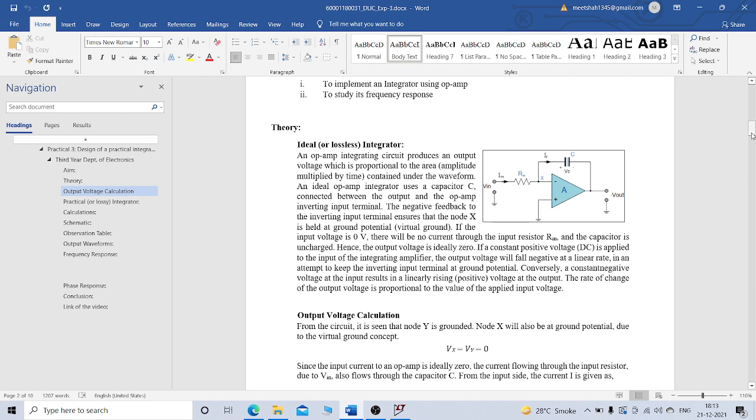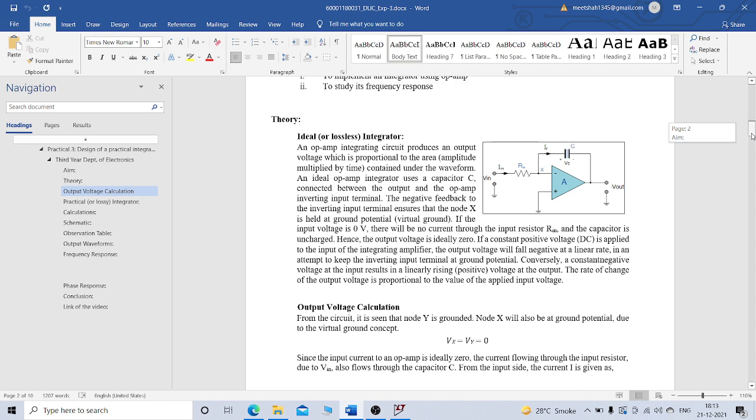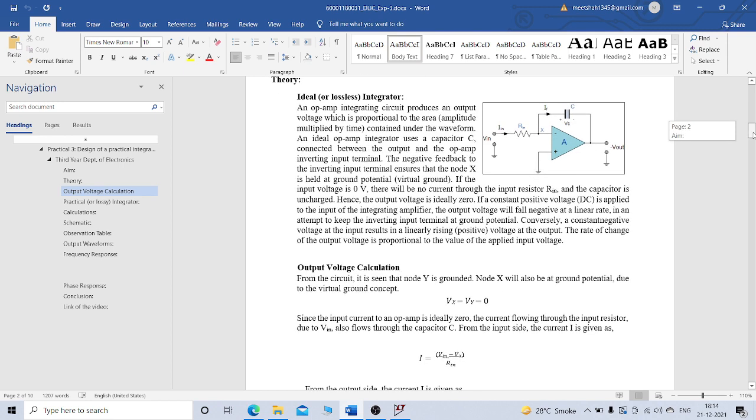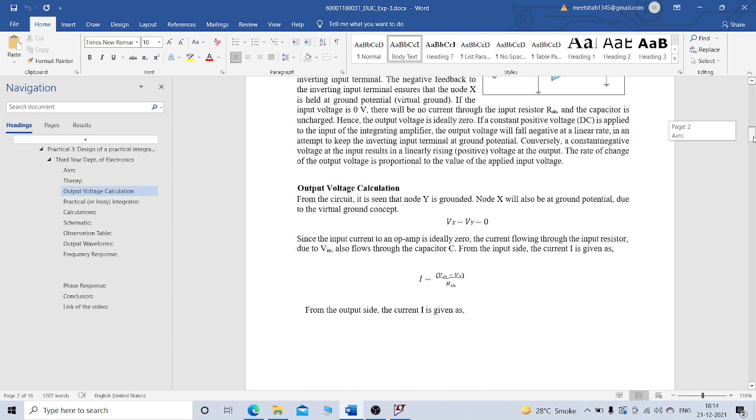If a constant positive DC voltage is applied to the input of the integrating amplifier, the output voltage will fall negative at a linear rate, in an attempt to keep the inverting input terminal at ground potential. Conversely, a constant negative voltage at the input results in a linearly rising positive voltage at the output. The rate of change of the output voltage is proportional to the value of the applied input voltage.